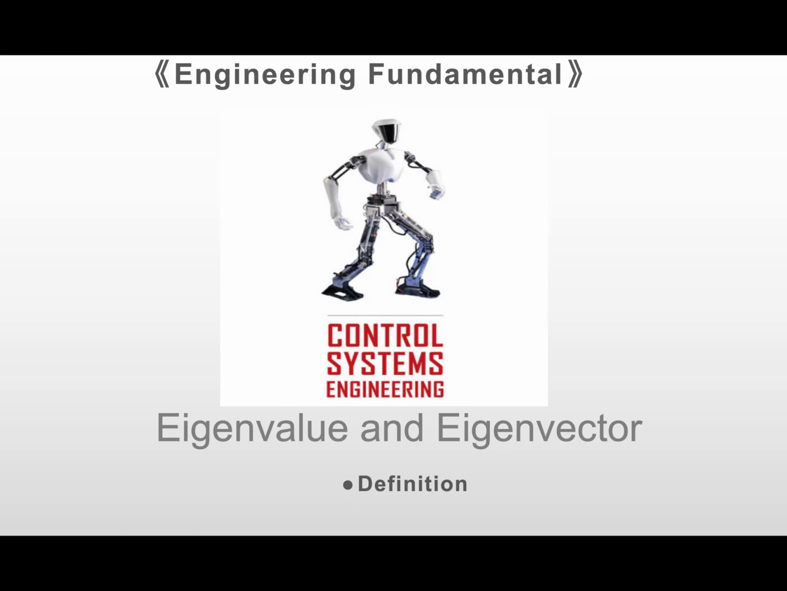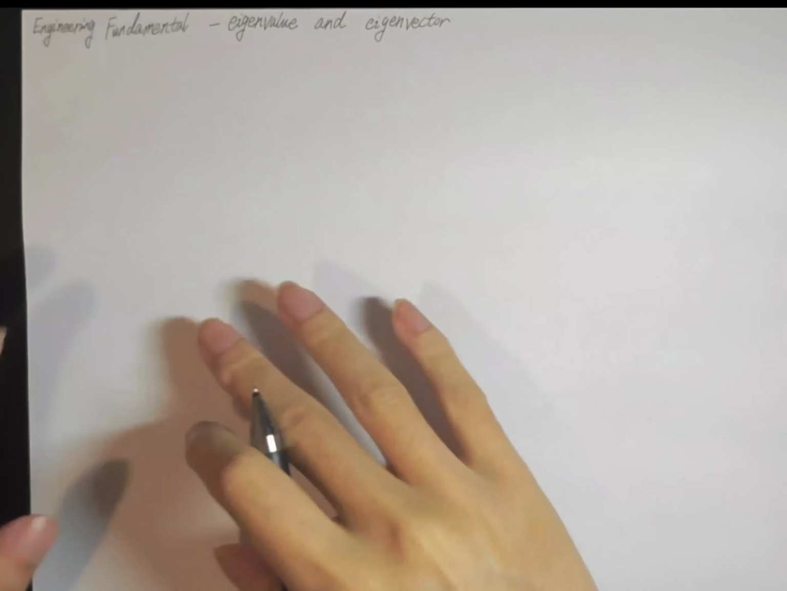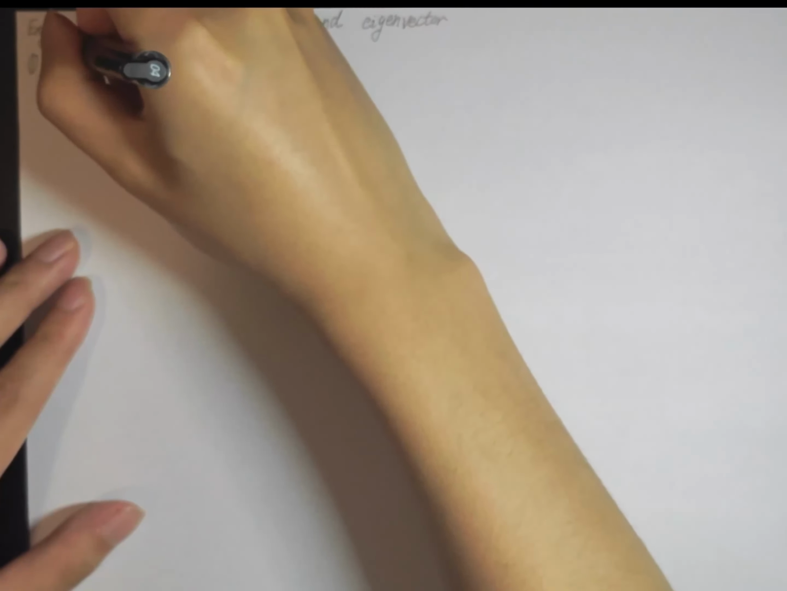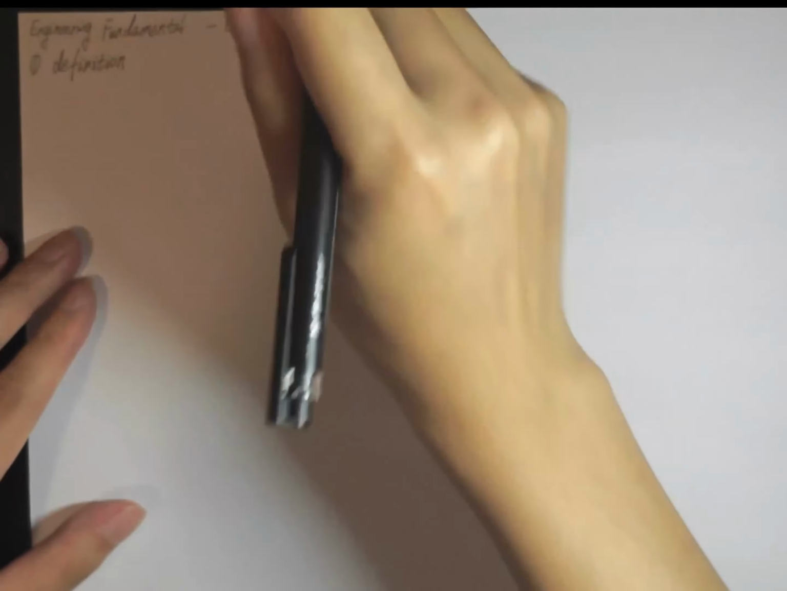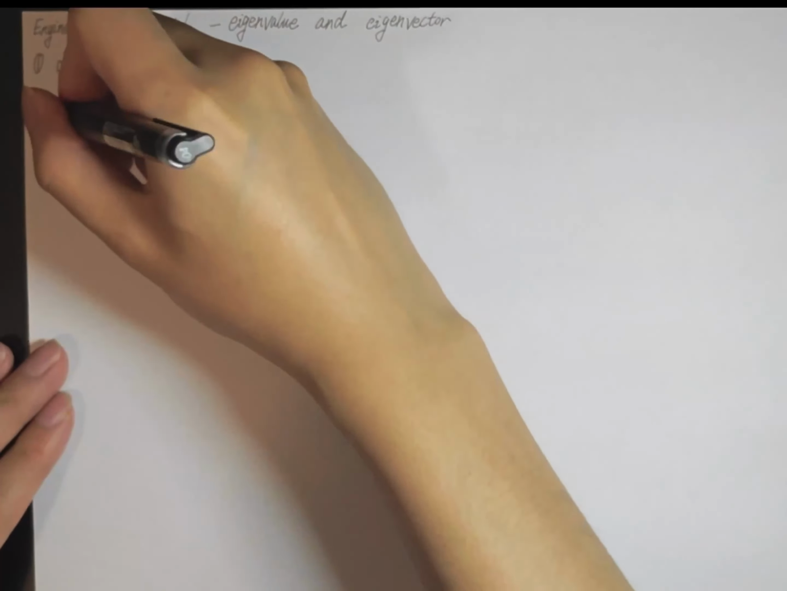Hi everyone, welcome to today's video on eigenvalue and eigenvector. As we all know, in control systems and engineering mathematics, eigenvalue and eigenvector are essential in understanding the stability and the dynamics of a system. At first, we are going to talk about the definitions of an eigenvalue and eigenvector.